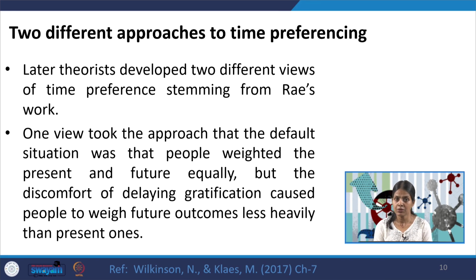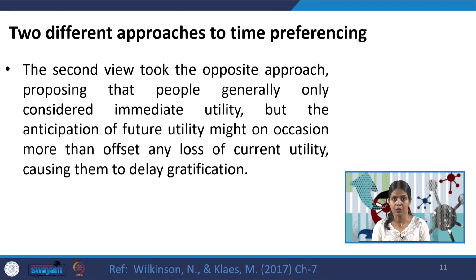One view took the approach that the default situation was that people weighted the present and future equally, but the discomfort of delaying gratification caused people to weigh future outcomes less heavily than present ones. The second view took the opposite approach, proposing that people generally only considered immediate utility, but the anticipation of future utility might on occasion more than offset any loss of current utility, causing them to delay gratification. So, it basically talks about both the possibilities of delaying gratification or immediate gratification.